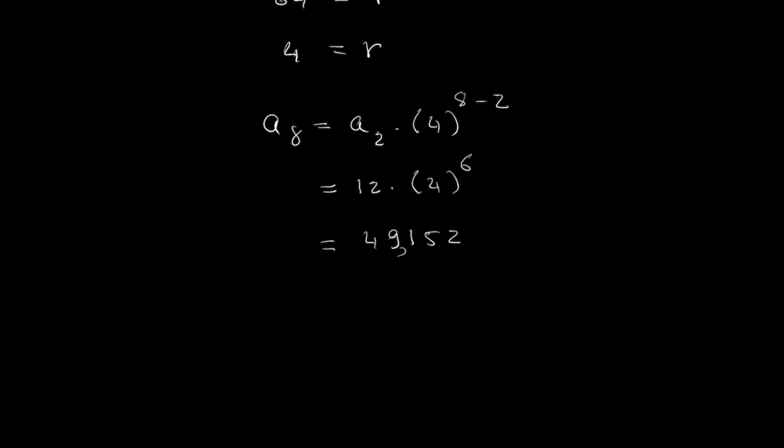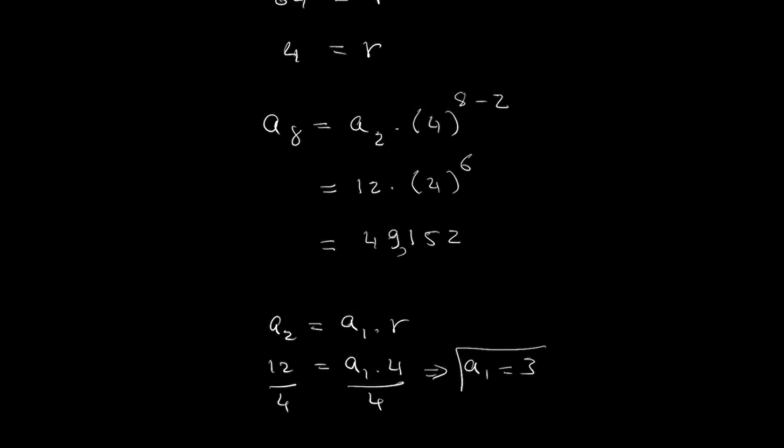To be able to write the recursive formula, we need the common ratio, but we need also a₁. How do we get a₁? We can say a₂ is equal to a₁ times r. We have a₂ is 12, and we have the common ratio is 4, so we say a₁ times 4, divide by 4 each side. You can get a₁ is equal to 3.